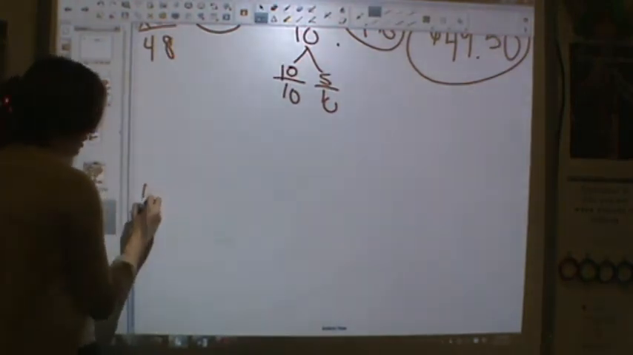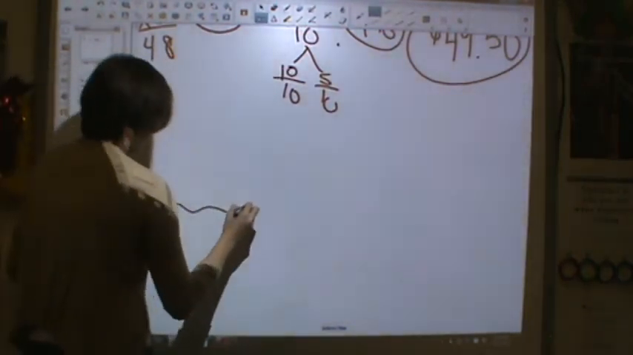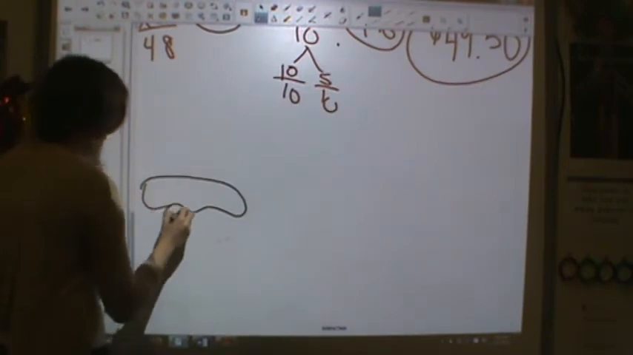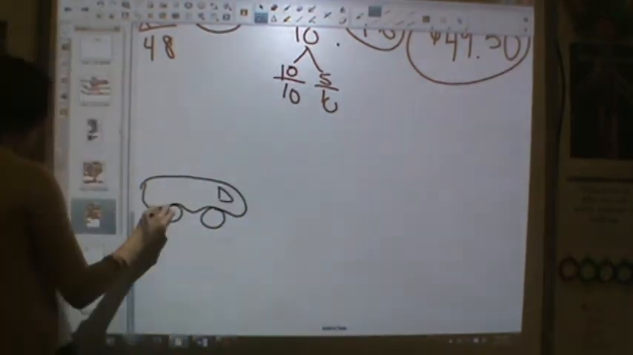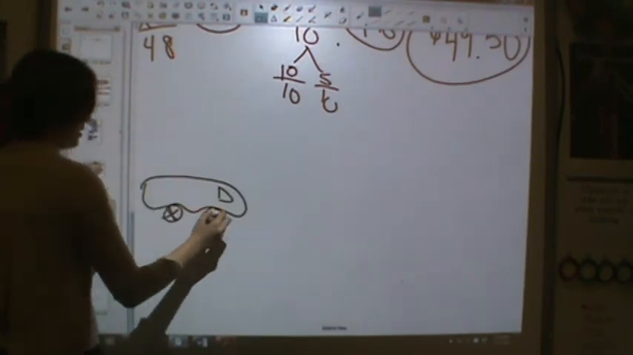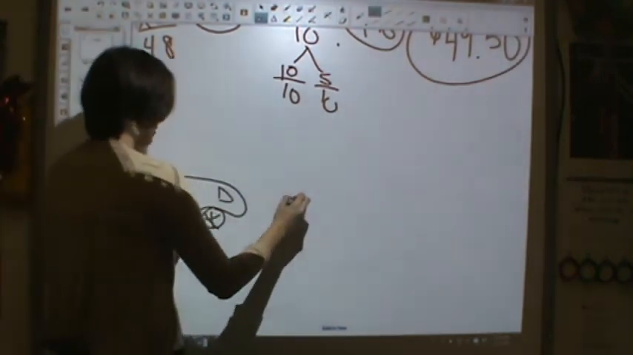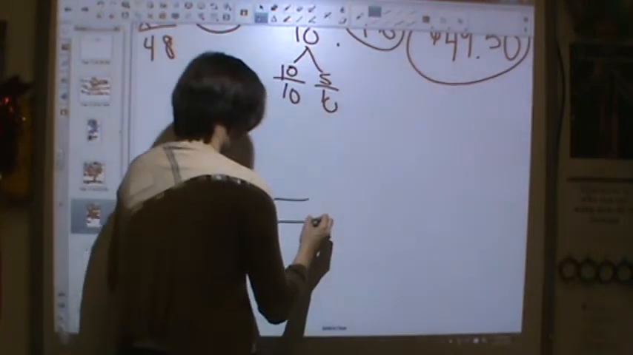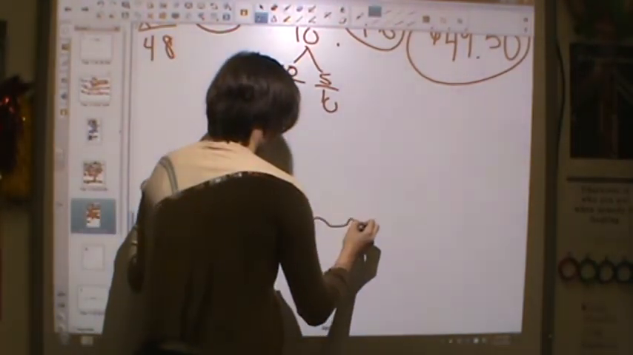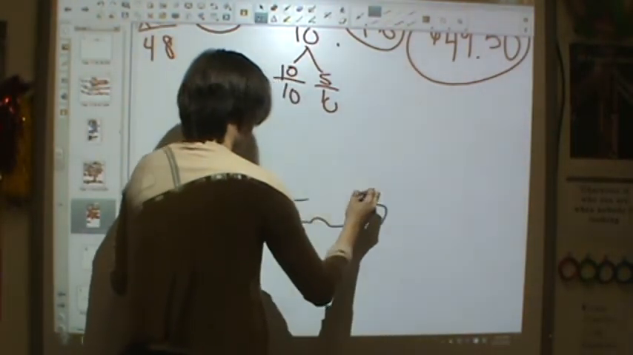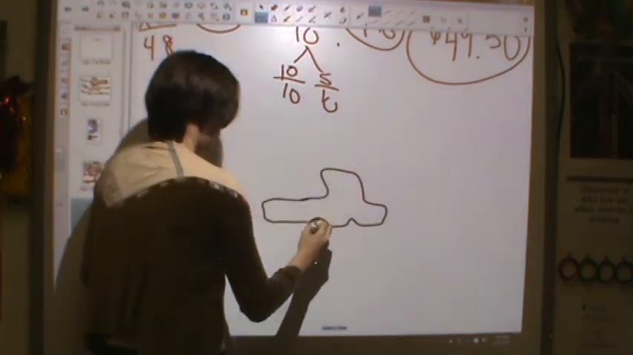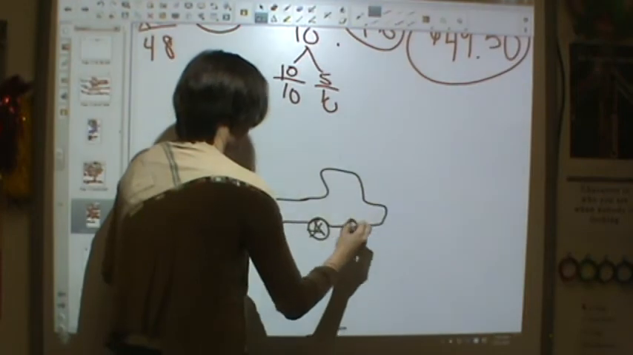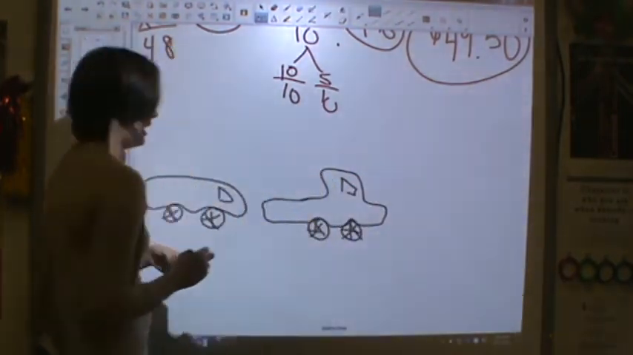Now let's draw our picture. So we're going to try and draw a car again. Yeah, that one was a little bit better. All right, here is our car, okay? And then here is Mr. Jemison's truck. Trucks have the big thing on top, there we go. Here's a wheel, here's a wheel, here's a window, okay?